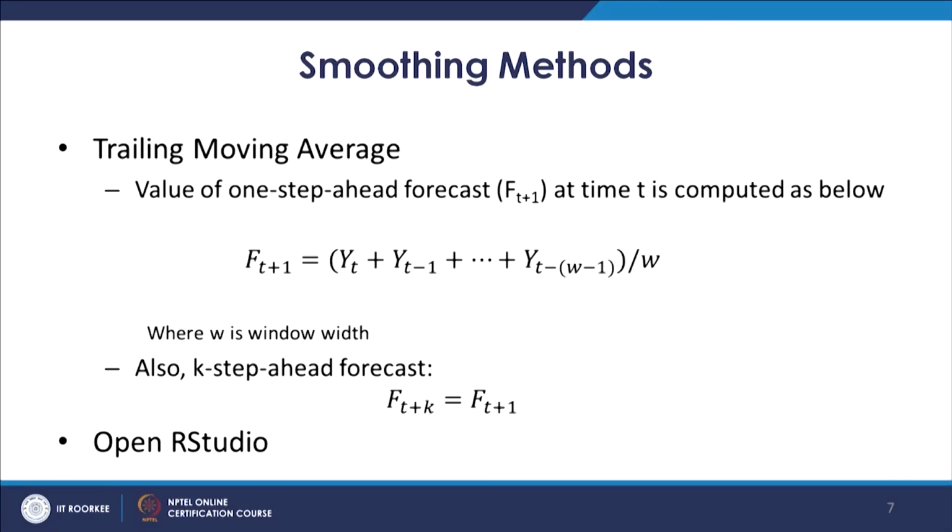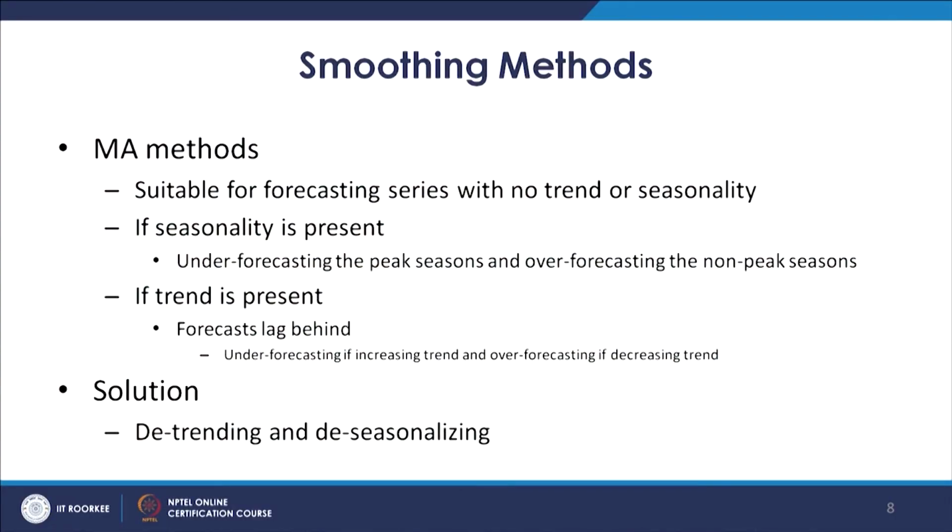So, let us go back. Till now we have been able to talk about centered moving average and trailing moving average. We also saw how we can go about computing and implementing these models for our time series, the bicycle riders data set. Let us discuss a few more points about MA methods. As we have seen till now, these are suitable for forecasting series with no trend or seasonality.